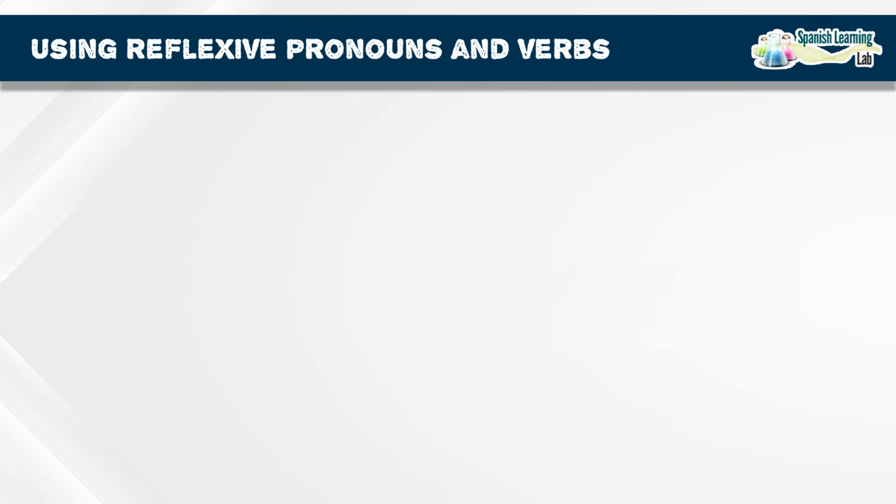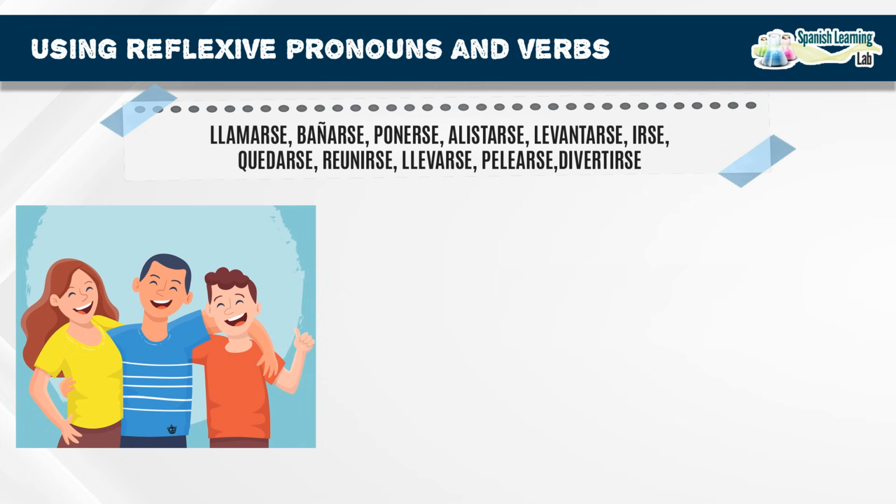Using reflexive pronouns and verbs. Let's put the rules that we have explained so far into practice in one last example. Pay attention to how reflexive pronouns reflect the actions on subjects in the text. The reflexive verbs you'll find in this example are llamarse, bañarse, ponerse, alistarse, levantarse, irse, quedarse, reunirse, llevarse, pelearse y divertirse.